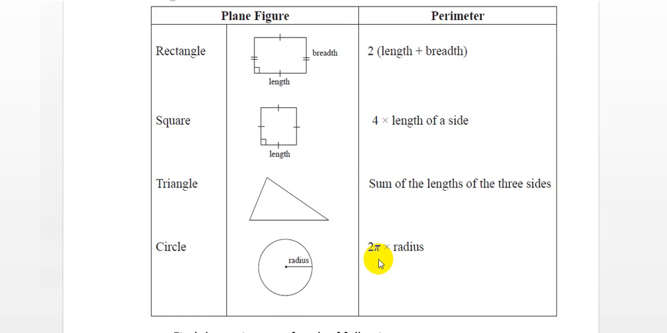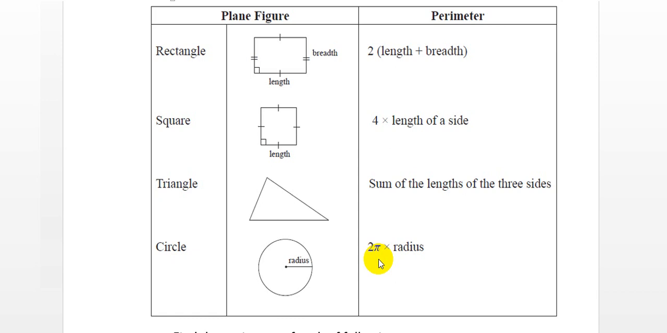In this chapter we are going to learn how to calculate the arc length of a sector and the perimeter of a sector. These are the two main areas we are going to focus on in this chapter. If I repeat again, we are going to calculate two components. One is the arc length of a sector. The second one is the perimeter of a sector.